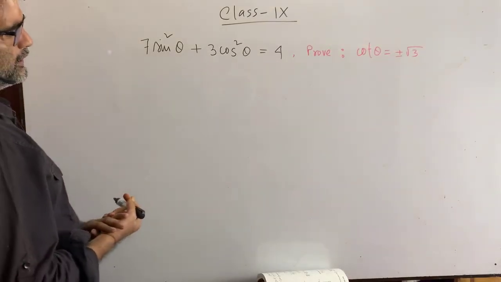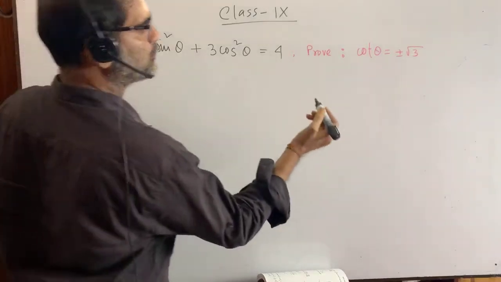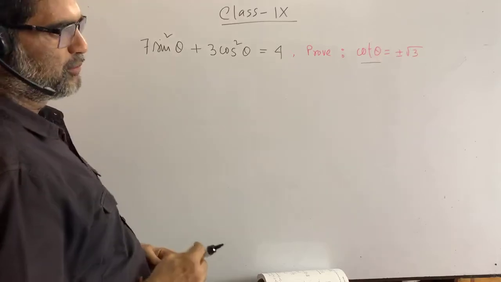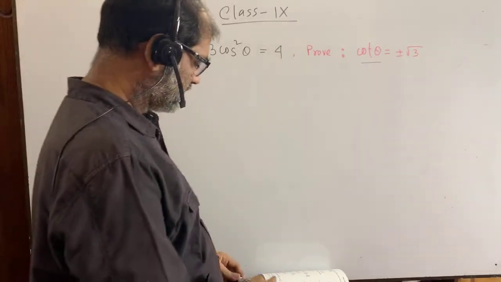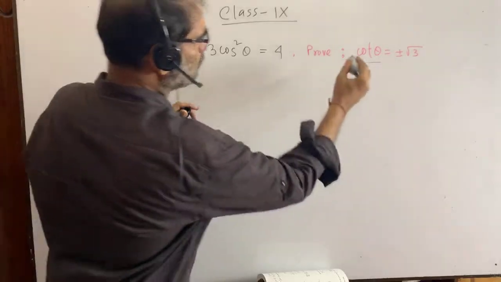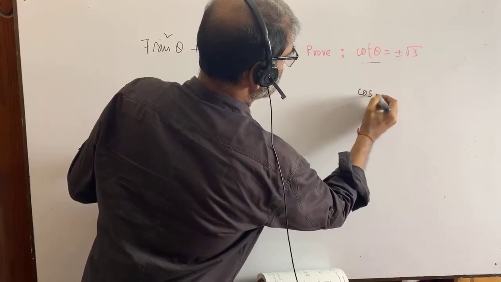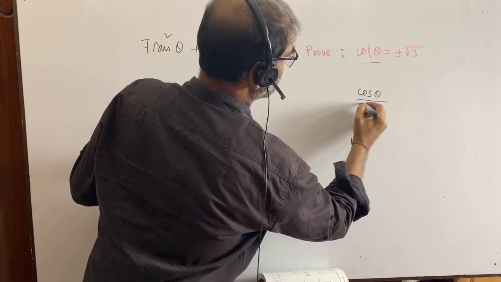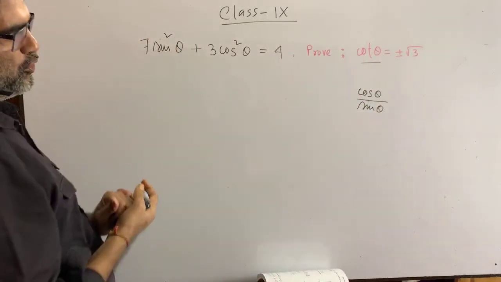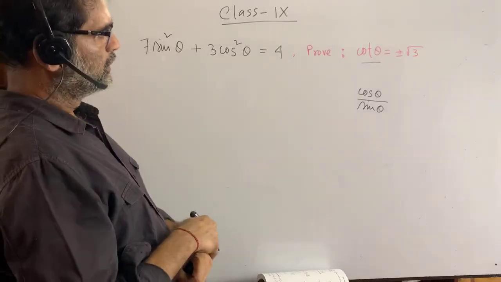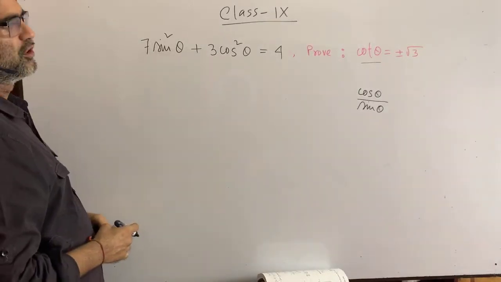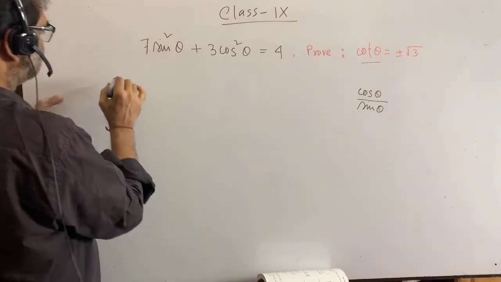So what is cot theta? You know what is cot theta? Cot theta is cosine by sine, right? We know cot theta equals cosine theta by sine theta, right? So what is our first duty? We have to divide all by sine square theta. Okay, let's divide.